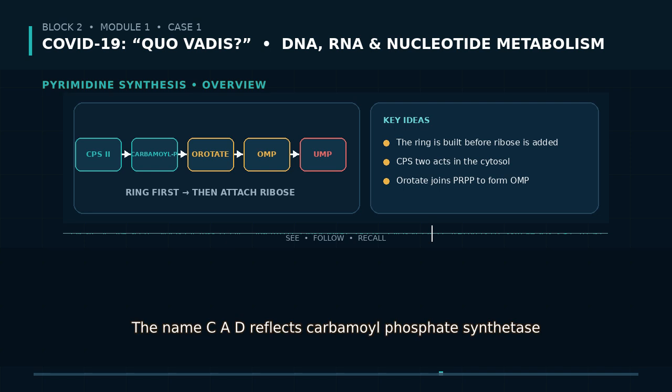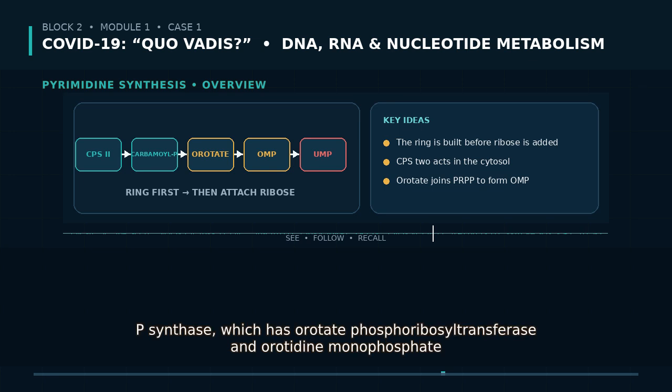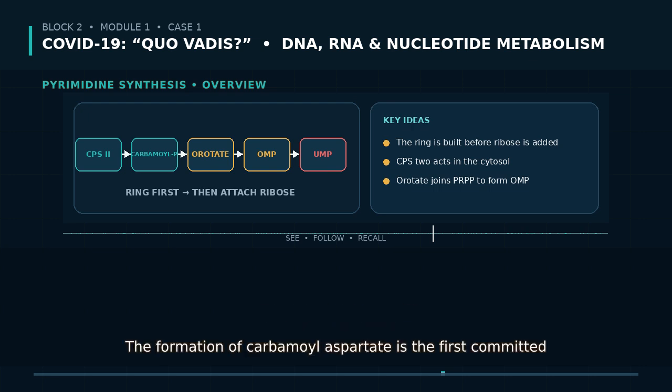Dihydroorotase cyclizes carbamoyl aspartate to form dihydroorotate. The notes call this a hydrolytic closure while also describing release of water. The more accurate description is cyclization with elimination of water, a dehydration-type ring-closing reaction. The product now contains the recognizable 6-membered pyrimidine ring.